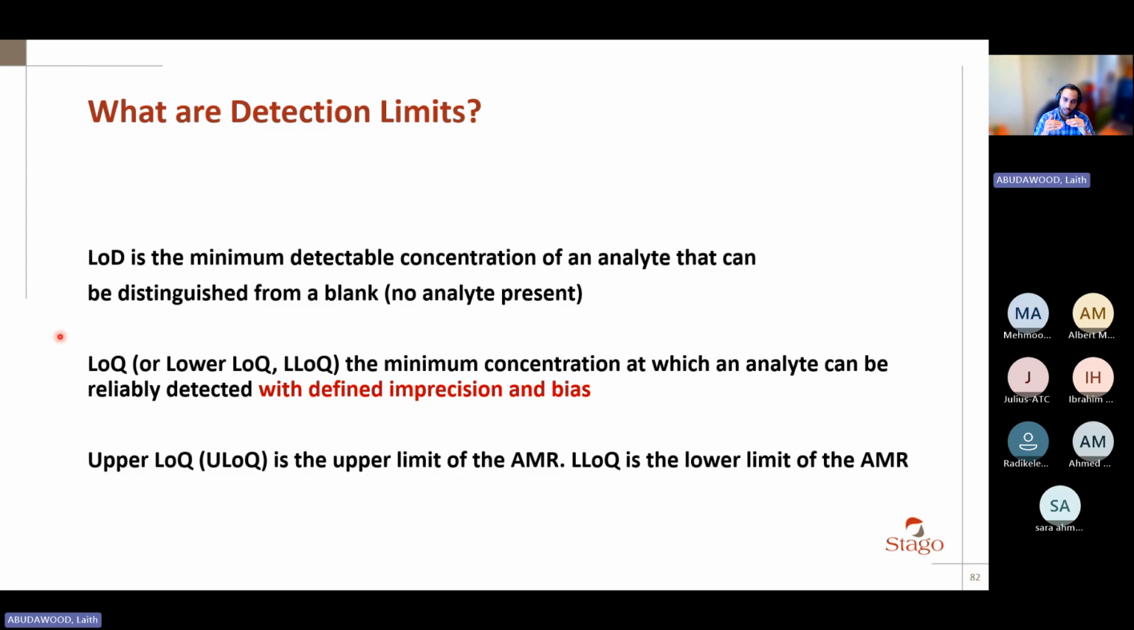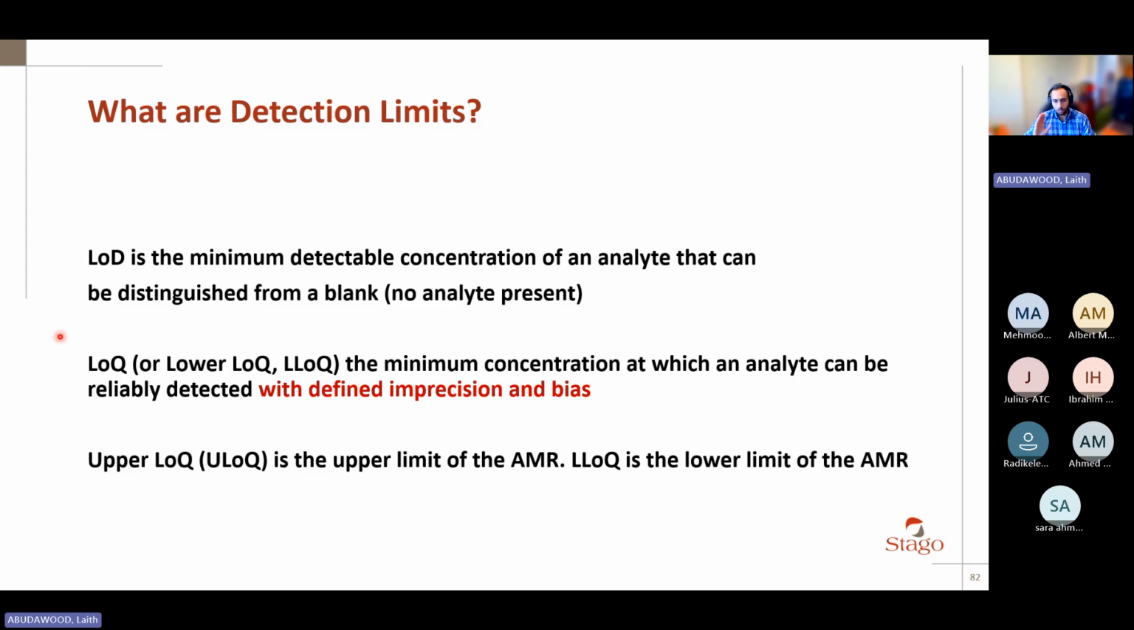So limit of blank, limit of detection, limit of quantification, they represent higher amounts of confidence in the measurement I'm getting, to simplify. How do I calculate them? How do I use them? Usually we do not need to do this in coagulation, and I will specify.